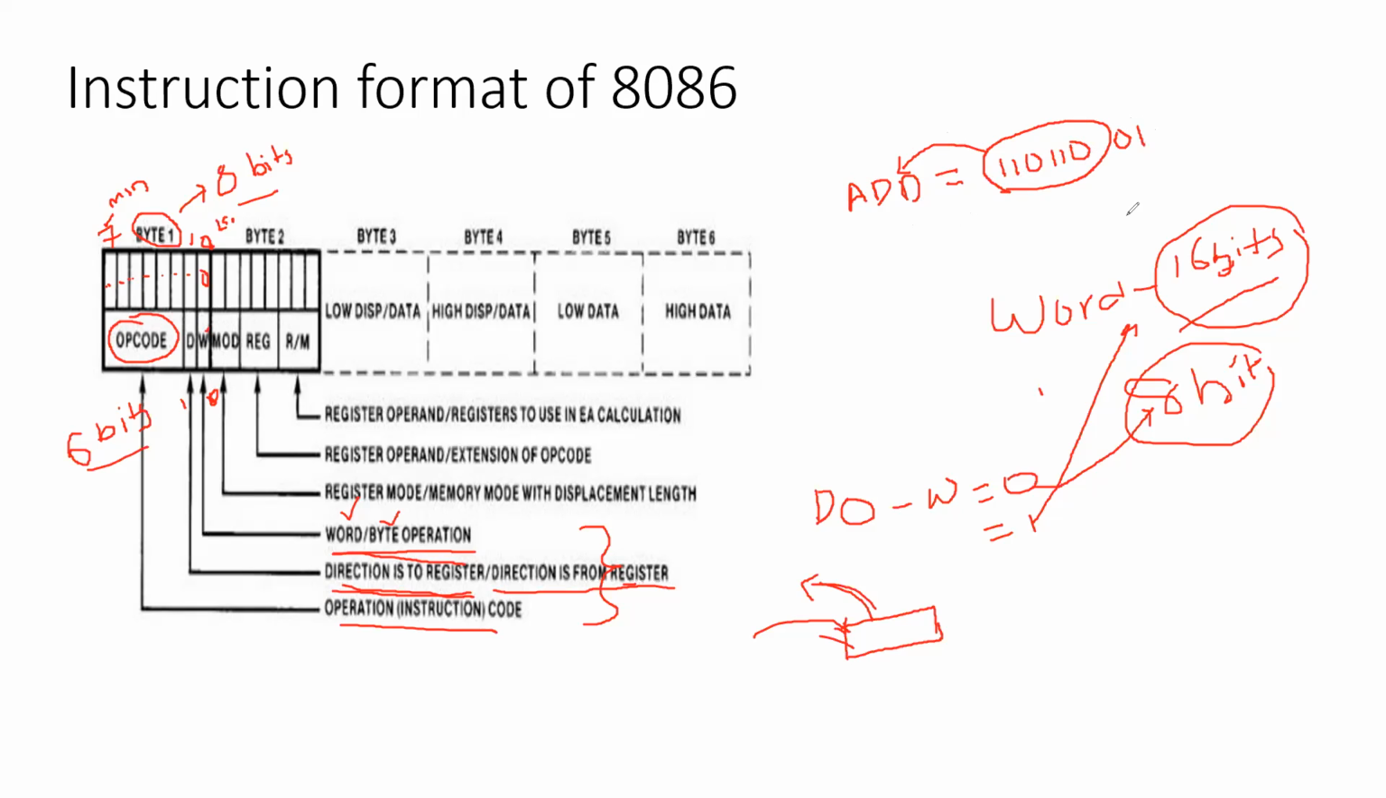As we are writing the D0 bit as 1, we are working on 16-bit data, and as we are writing 0 here, we are loading the data into the register. That is the indication of the first byte. If you write the first byte like this, that is the meaning of the first byte. Hope the first byte is clear to you.